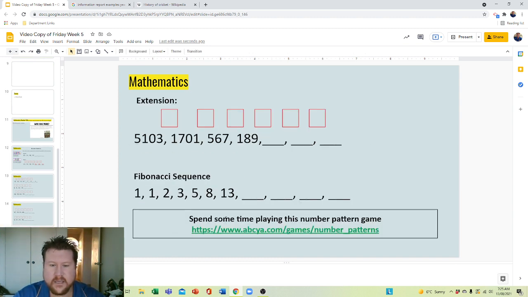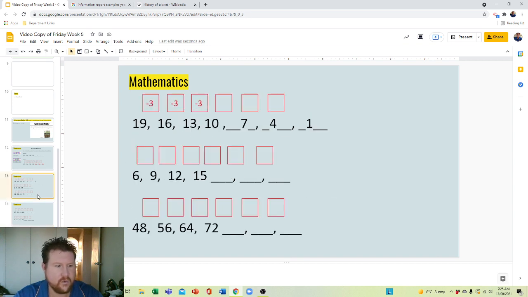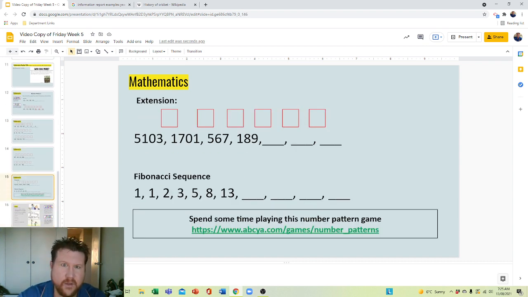And then spend some time playing this number pattern game. Oh, they've given you a game online too. So finish this. Oh, the Fibonacci sequence. This is a bit of extension for you, so you've got two slides to do and an extension if you want. I recommend doing it. You challenge yourself. I've got a few of my students who challenge themselves.